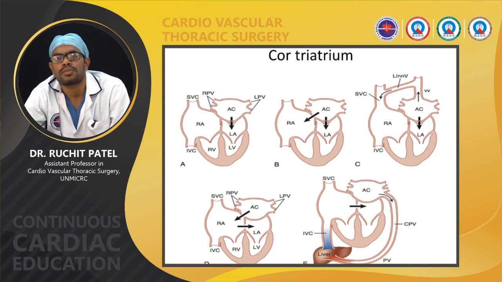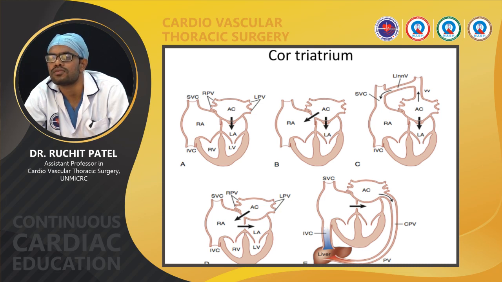They usually present with pulmonary congestion. Symptoms of pulmonary congestion are there, but progression to pulmonary hypertension is lower than with VSD. Surgical management includes resection of the membrane along with closure of the ASD.